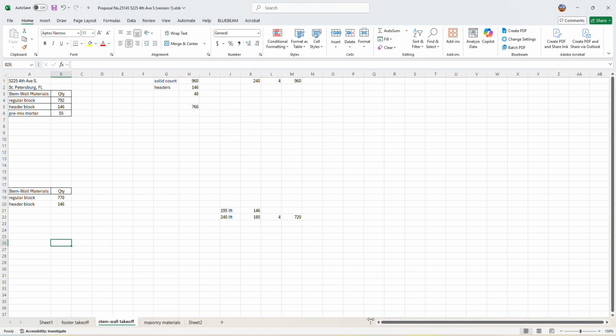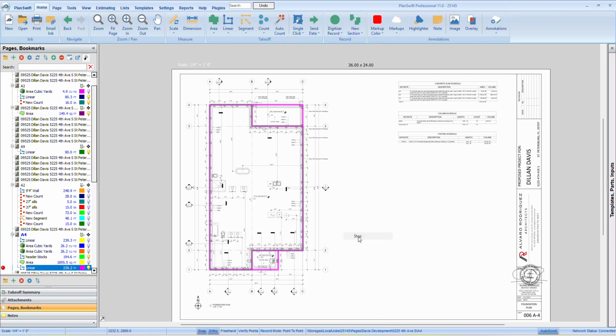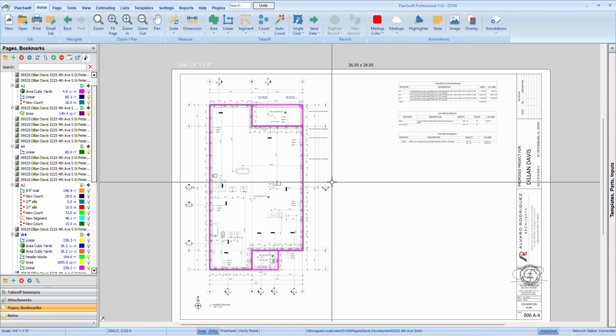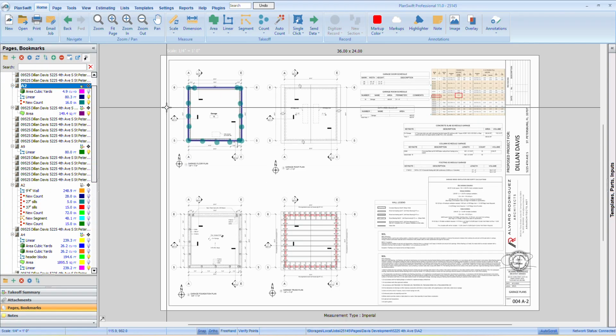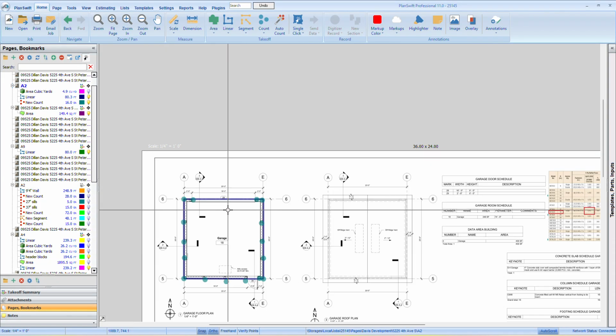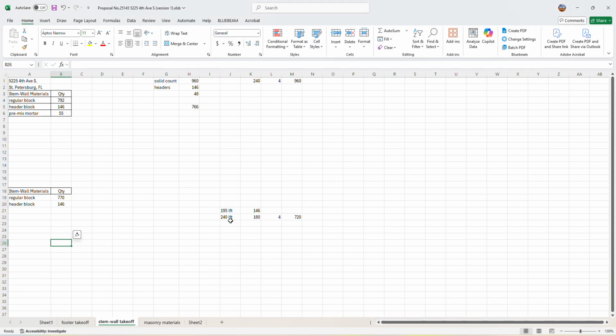We have this, the house is done. Now let's go to the garage. And the garage actually ended up being 3 courses because it's lower. But let me look back here. Okay, garage. So I have 80 feet for the garage. 80 linear feet. So that's how many linear feet we have. 80 feet divided by 16 inches equals 60. It's 60 blocks.